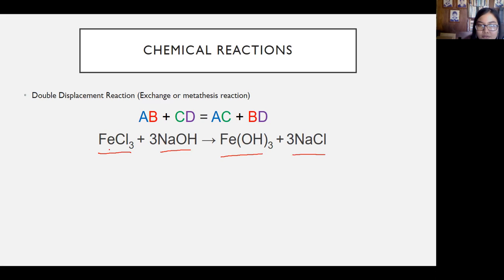chloride. So yung Fe natin, which is the cation, nag-react siya sa anion nung kabila. Ganun din yung cation nito, nag-react siya sa anion nito. So we have the product.